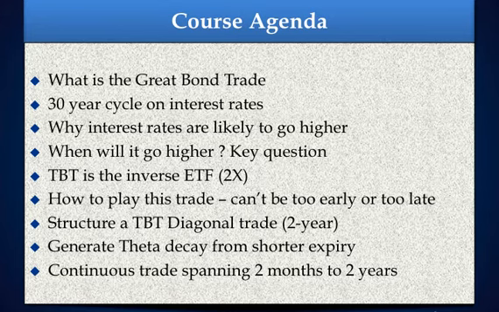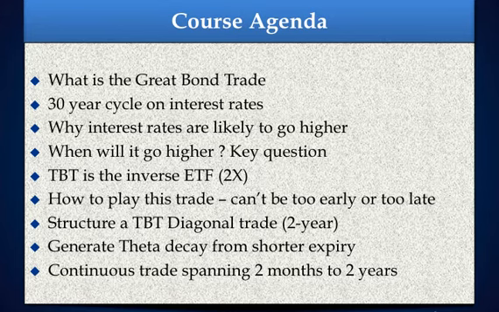The key is we need to structure this trade, because we don't know exactly when interest rates are going to go up. We can't say how that's going to play out. So what we're going to do is construct a TBT diagonal trade.